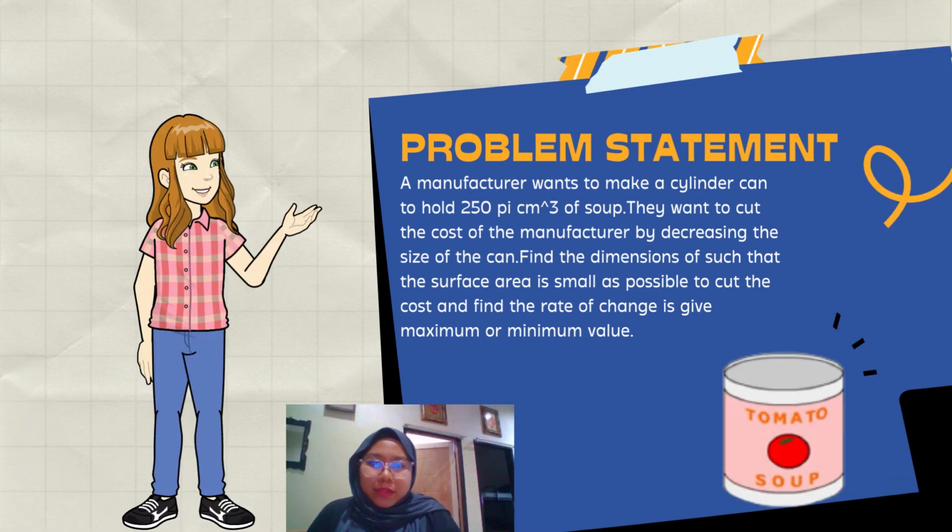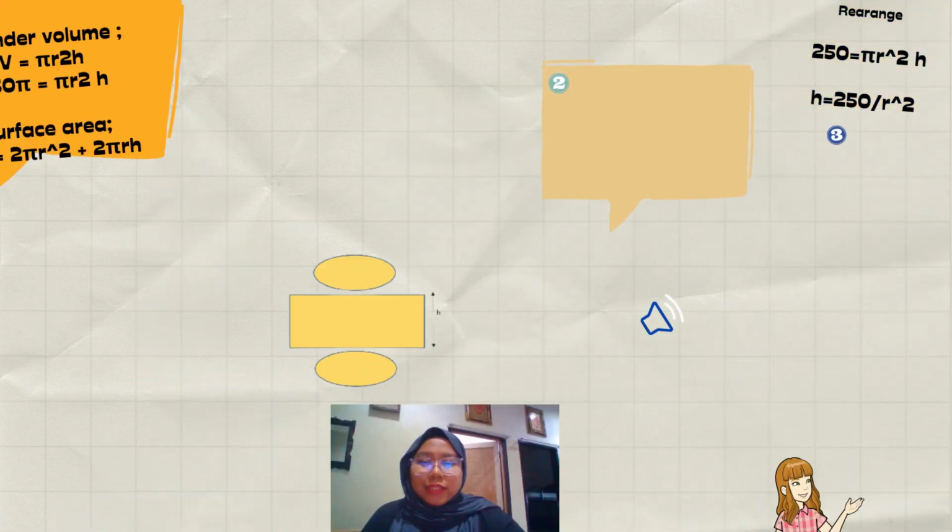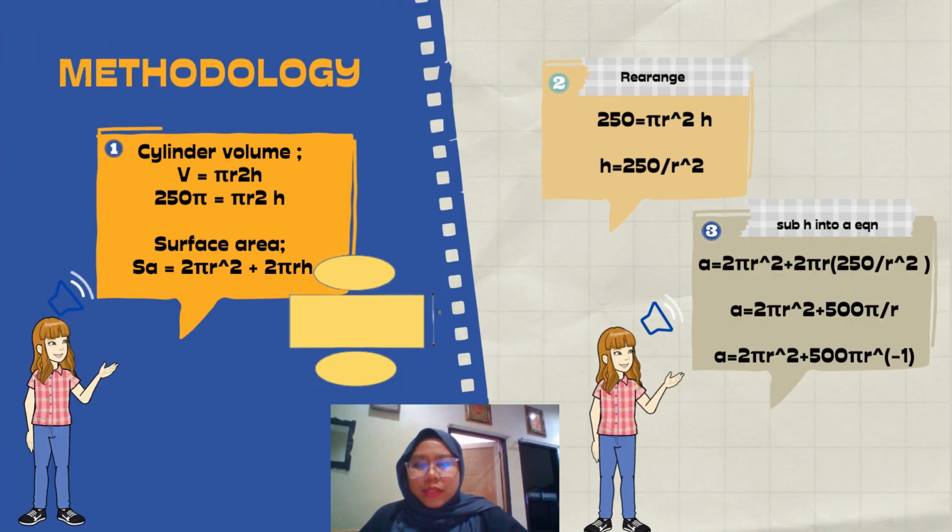Let's see the problem statement. A manufacturer wants to make a cylinder can to hold 255 centimeter cube of soap. They want to cut the cost of the manufacturer by decreasing the size of the can. Find the dimensions such that the surface area is as small as possible to cut the cost, and find whether the rate of change gives a maximum or minimum value. Now, let's see the solution of the problem statement.